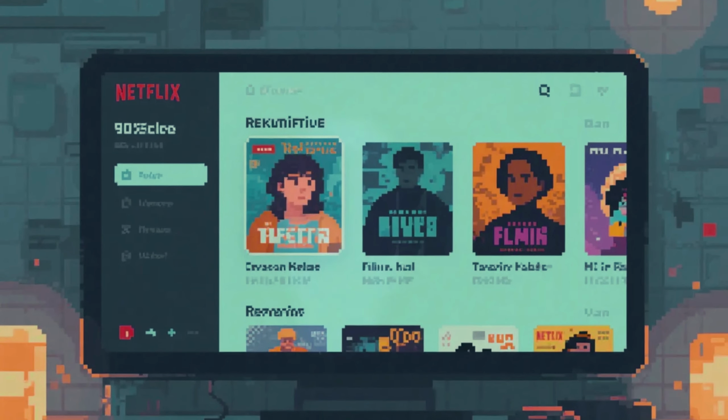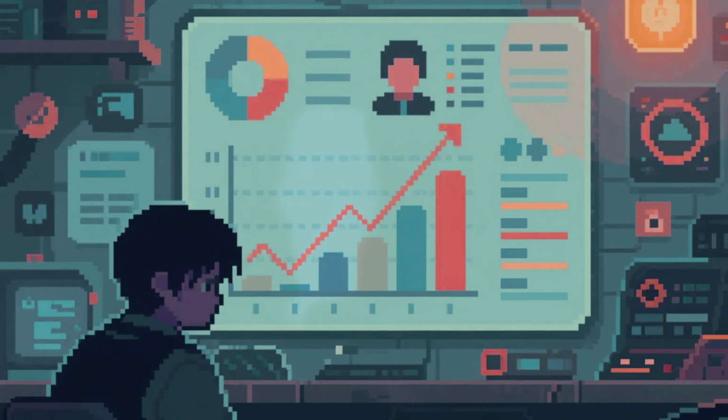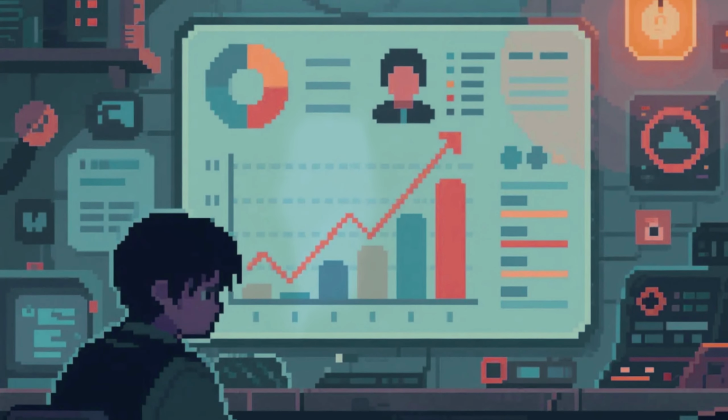So the most common example you see every day is Netflix's recommendation engine. Its goal, its reward, is to keep you watching. So it analyzes your data and gets better and better at suggesting the shows that you like.